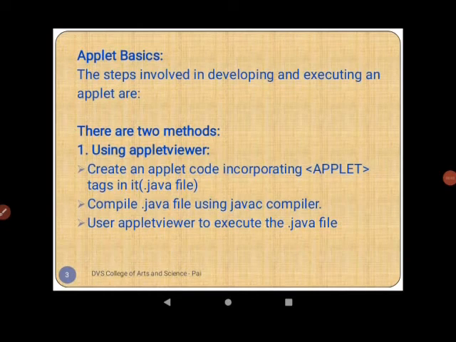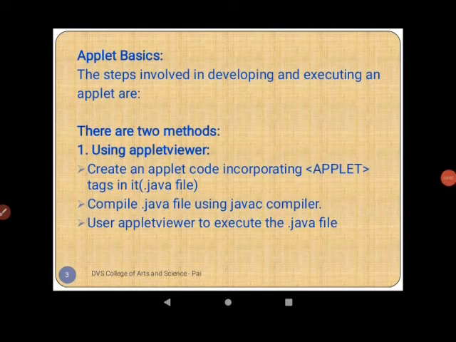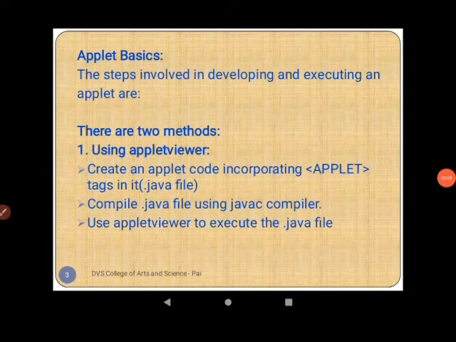Let us study the steps involved in developing and executing an applet. There are two methods. The first one is by using an applet viewer. Since applets are small Java programs, we need to create a Java file with an applet code incorporating applet tags in it. Then we need to compile the file by using javac compiler. Then we can use the applet viewer to execute the Java file.